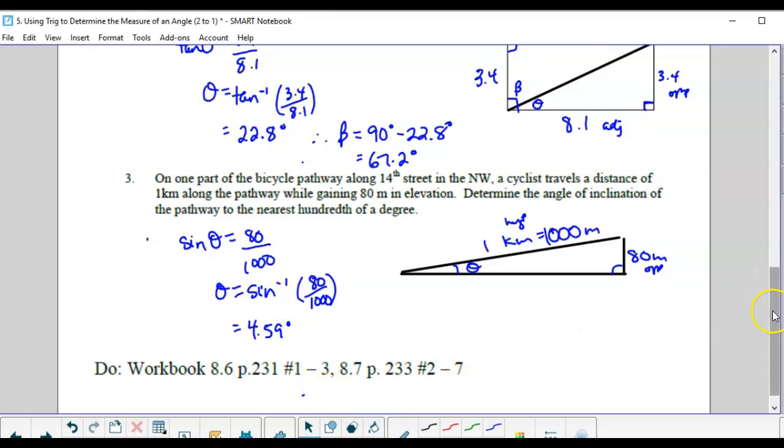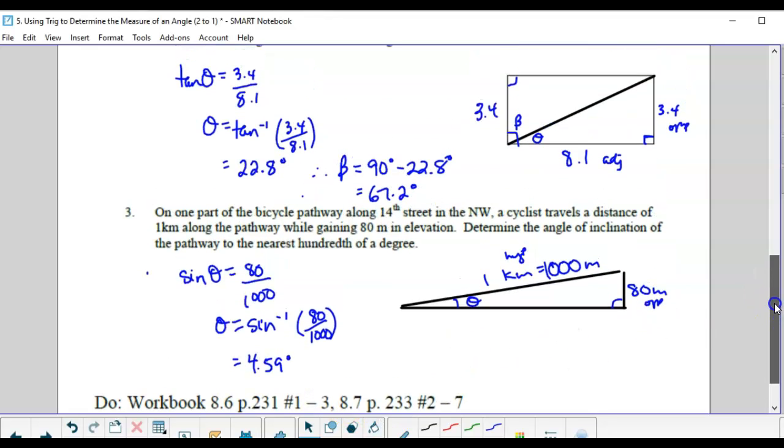Okay, and then now it's time to do practice from your workbook. The lesson's done.